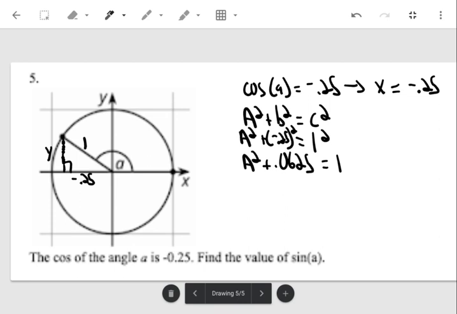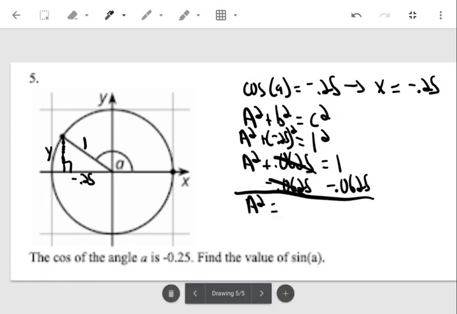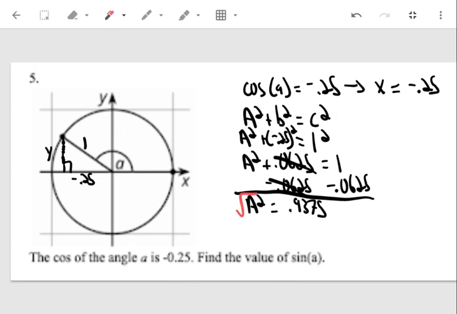Now I can subtract 0.0625 from both sides, and I end up with 0.9375. Now I'm going to take the square root of both sides, so I have to take the square root of 0.9375. In this case, is the answer going to be positive or negative?